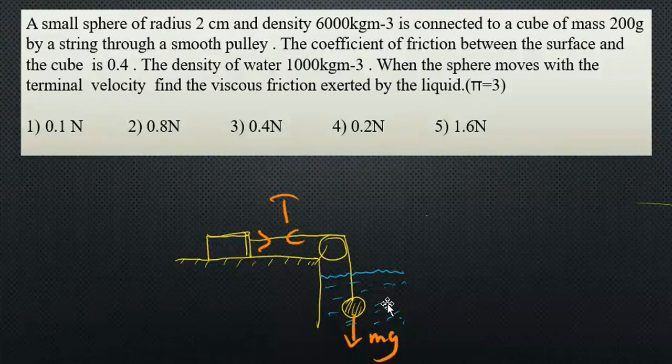A small sphere of radius 2 cm and density 6000 kilograms per meter cube is connected to a cube of mass 200 grams by a string through a smooth pulley. The coefficient of friction between the surface and the cube is 0.4. The density of water is 1000 kilograms per meter cube. When the sphere moves with the terminal velocity, find the viscous friction exerted by the liquid.